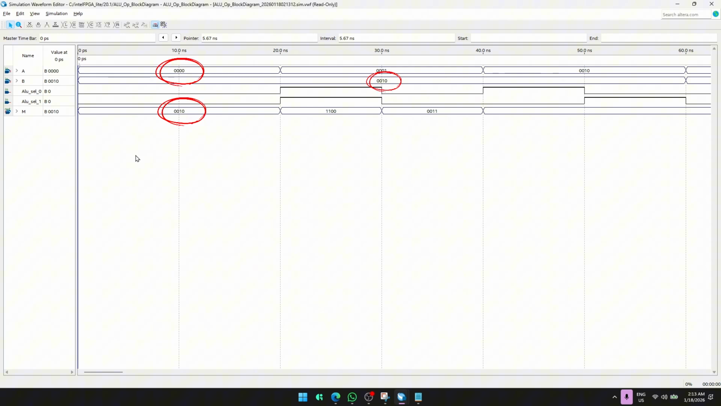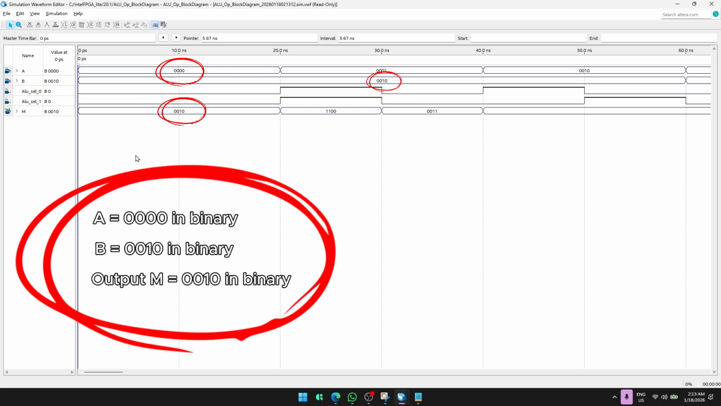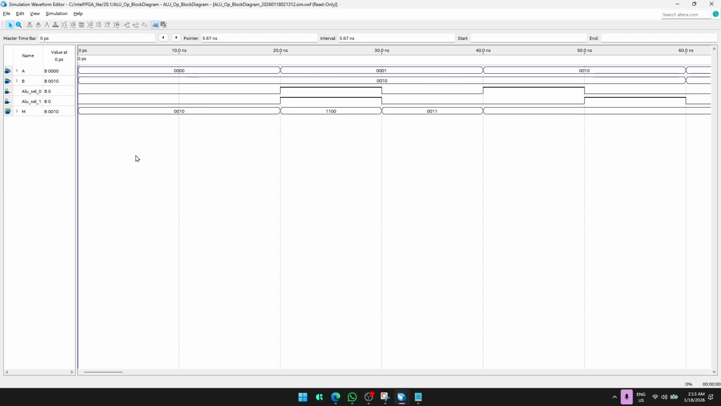For example, with A equals 0 and B equals 2, the output M is 0, 0, 1, 2. When ALU cell 1 toggles high at 25 nanoseconds, the mux switches to the logic block. Now, the output M changes to 1, 1, 0, 0, which is the XNOR result of the inputs. At 40 nanoseconds, we see the output update again as input changes, demonstrating the real-time processing of the selected data path.